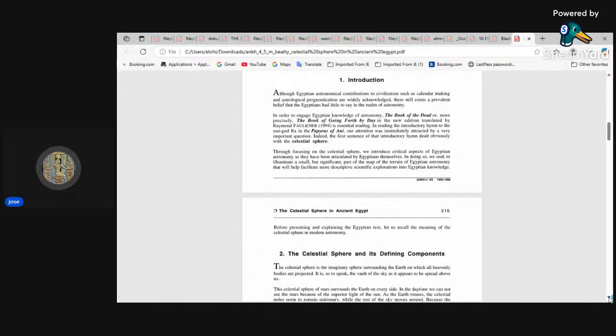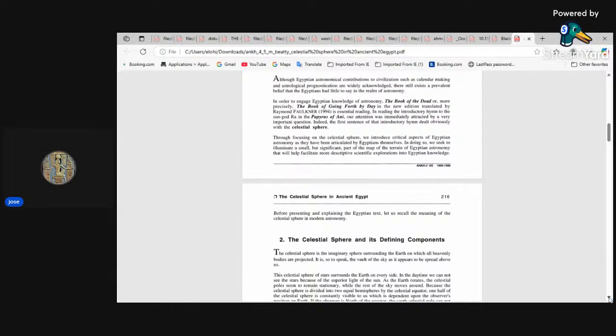Introduction. Although Egyptian astronomical contributions to civilizations, such as calendar making and astrological prognostication, are widely acknowledged, there still exists a prevalent belief that the Egyptians had little to say in the realm of astronomy. In order to engage Egyptian knowledge of astronomy, the Book of the Dead, or more precisely, the Book of Coming Forth by Day, in the new edition translated by Raymond Faulkner, 1994, is essential reading, in reading the introductory hymn to the sun god in the Papyrus of Ani.